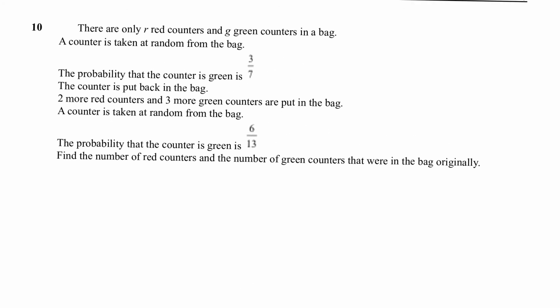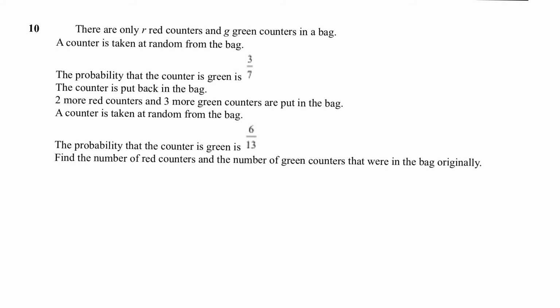And then having a look at question 10. So in this question, it is actually going to involve a bit of algebra. And I know that probably baffles some people, but I'll explain why. If I zoom in, it says the probability that the counter is green is 3 out of 7. The counters are now put back in the bag. 2 more red counters are added, 3 more greens are added, and a counter is taken out at random. Now, because more counters have been added, the probability that the counter is green is 6 out of 13. We need to find the number of red counters that were originally in the bag.